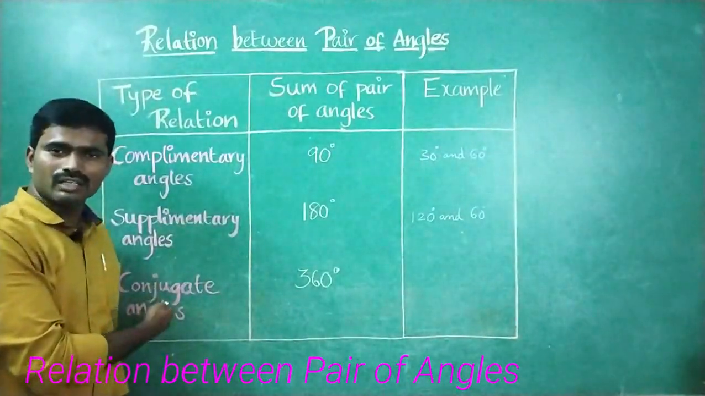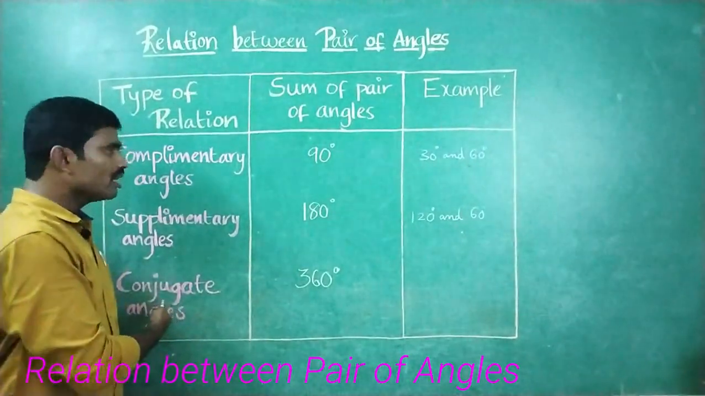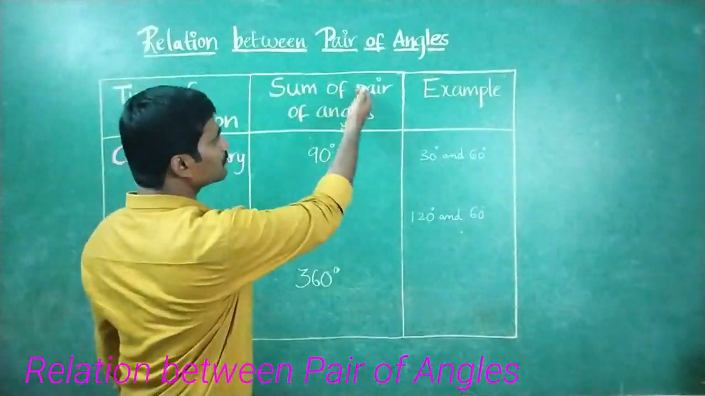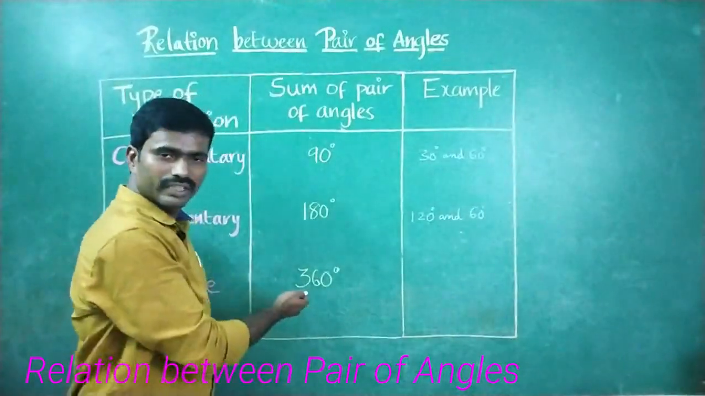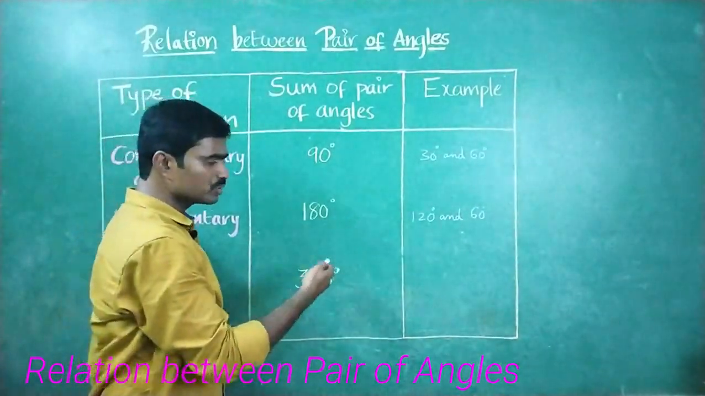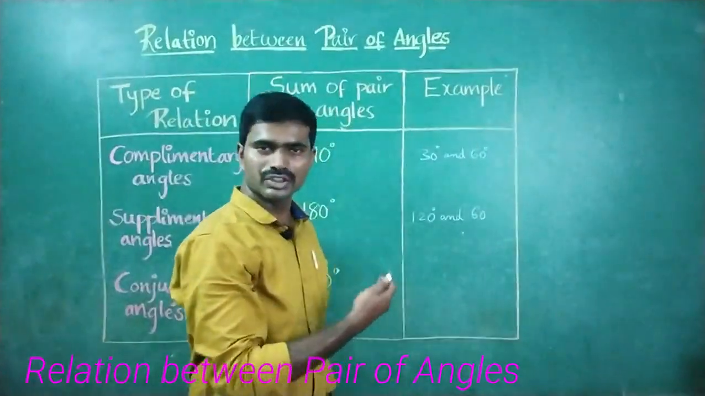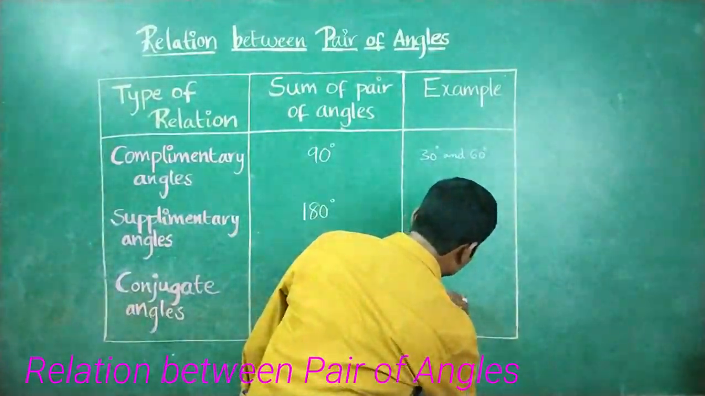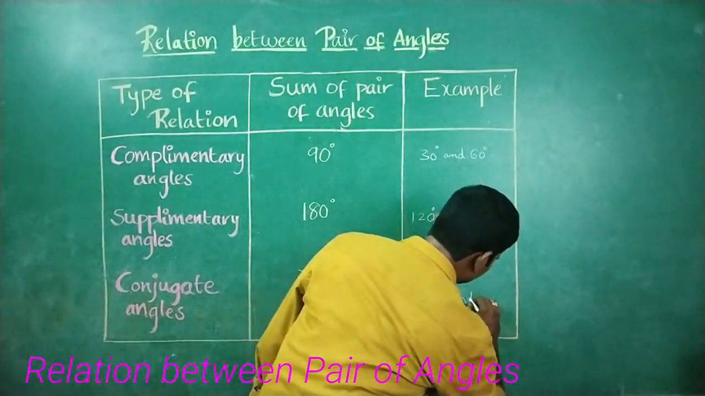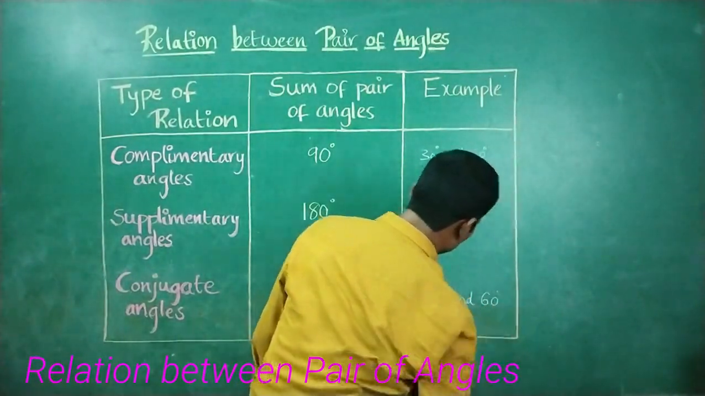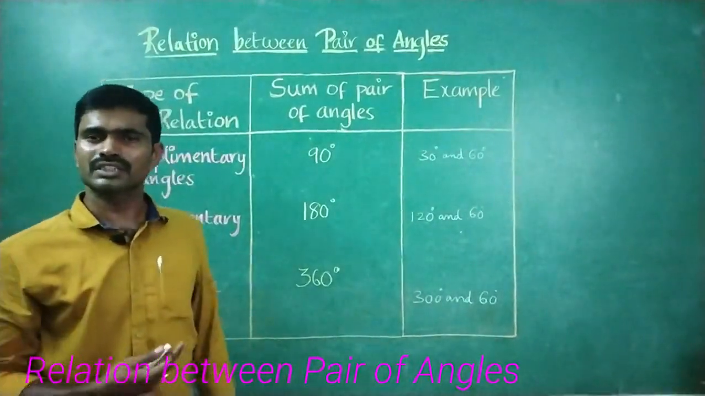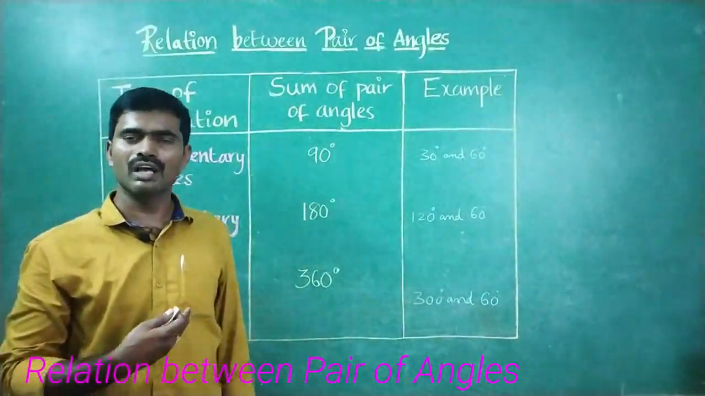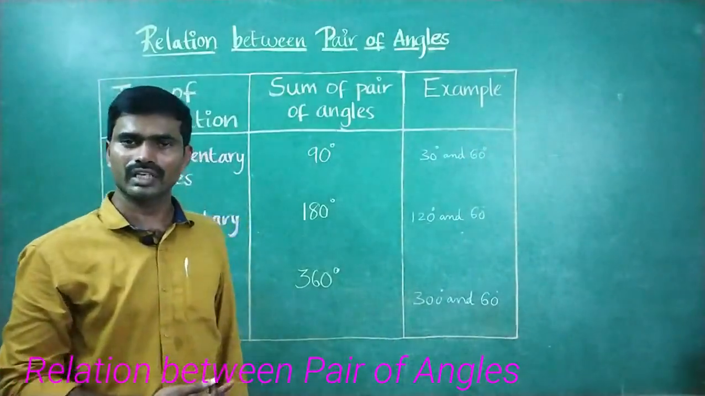Next, conjugate angles. Which angles are called conjugate angles? If the sum of two angles is 360 degrees, then the two angles are said to be conjugate angles. So 360 degrees. 300 degrees and 60 degrees are conjugate angles, a pair of conjugate angles.